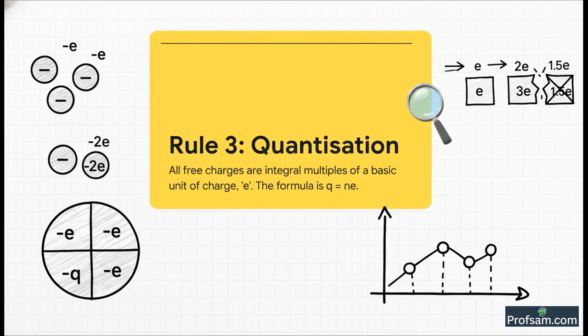Okay, what does that mean in simple words? It means that charge comes in fixed packets. It's not a continuous flow. The smallest possible packet of charge is E, which is the charge of one electron. So any charge you find, Q, will always be a whole number multiple of this basic charge. That's what the formula Q equals N times E means. Here, N has to be an integer, like 1, 2, 3, 100, but it can never be 1.5 or 2.7. You just can't have half a packet of charge.